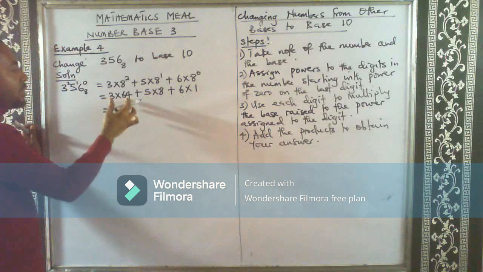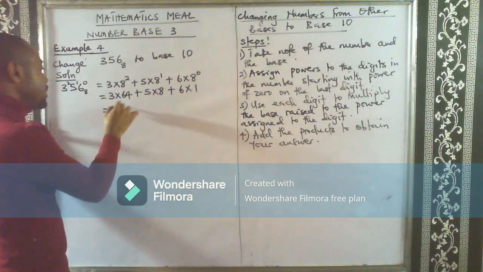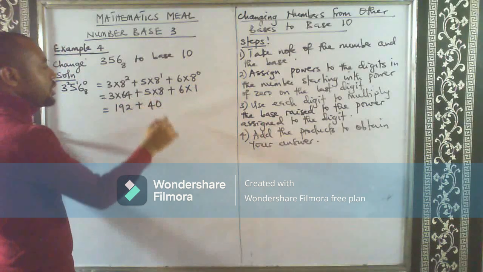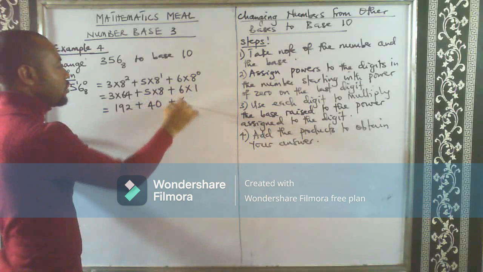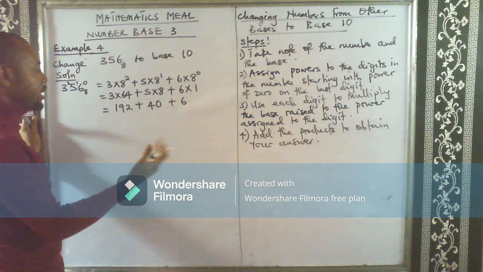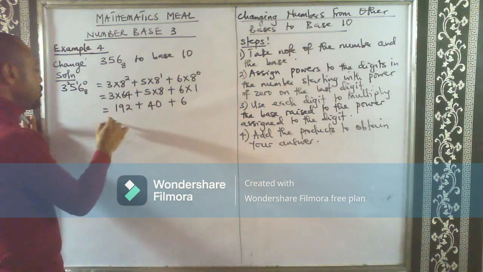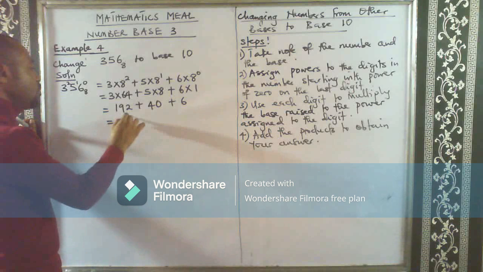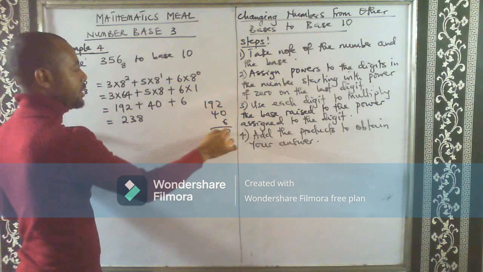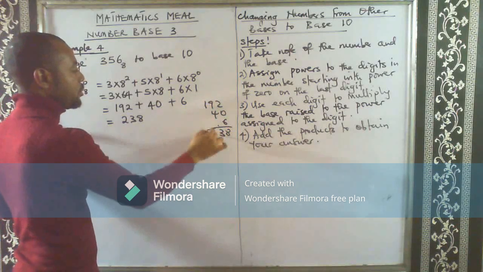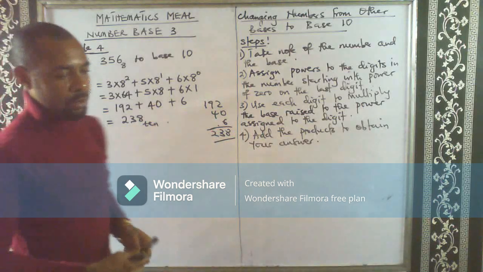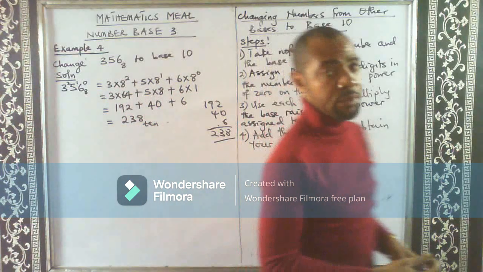Then we have 3 times 64. When we use 3 to multiply 64, we have 192. When 5 multiply this, we have 40. And when 6 multiply this, we have 6. So when you add 192 plus 40, you have 232. And 232 plus 6 will give us 238. So 238 in base 10. Wow, that's quite beautiful. Very good.